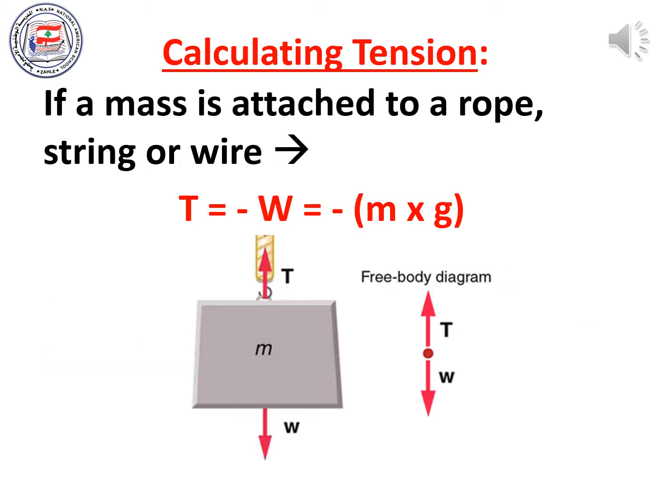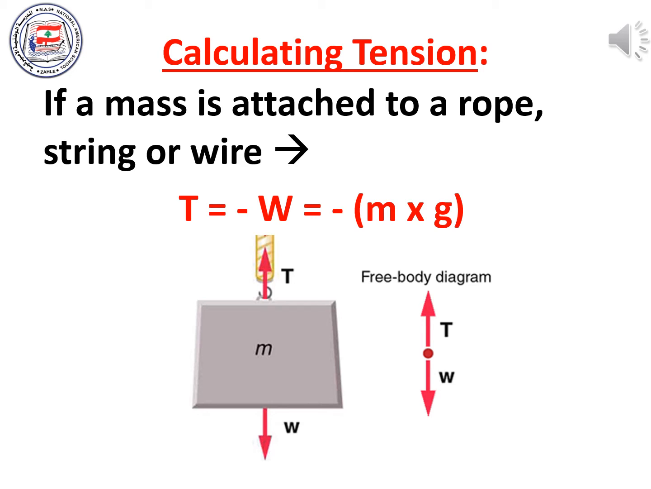So as we already stated, the force of tension exerted by a string, rope, or wire is equal in magnitude and opposite in direction to the force pulling the rope, wire, or string. So if a mass is attached to a rope, wire, or string, the force of tension is equal in magnitude and opposite in direction to the weight of the mass. So whenever we attach a mass to a rope, string, or wire, we can find the force of tension by calculating the weight of the mass, and then the force of tension will be equal to the magnitude of the weight of the mass and opposite to its direction.